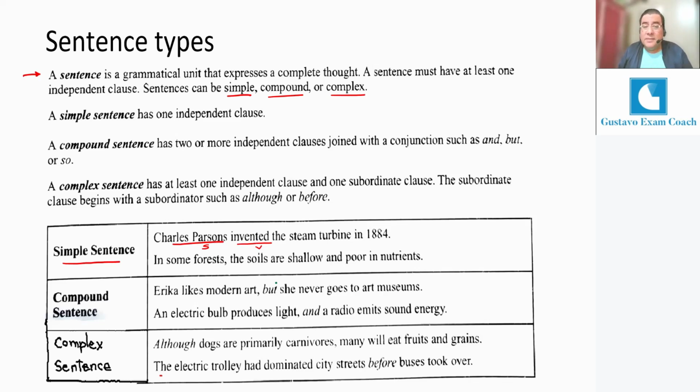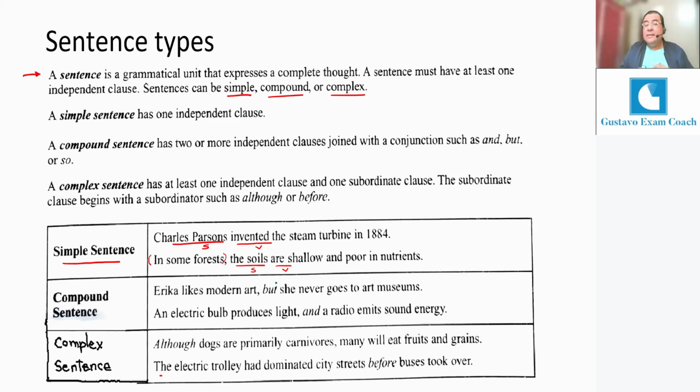And how about the second one? We see, in some forests, the soils are shallow and poor in nutrients. Take a look. We have this fragment here before our subject, the soils, right? The verb is are shallow and poor in nutrients, the complete idea. But we have one independent clause here. Yeah, the whole group of words is a complete idea and thus a simple sentence. Now let's see examples of a compound sentence.